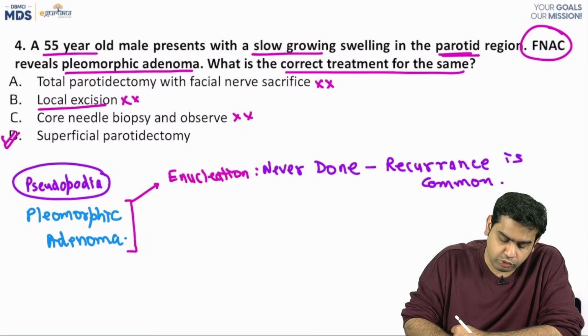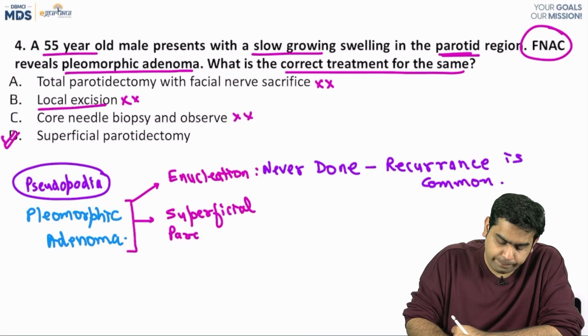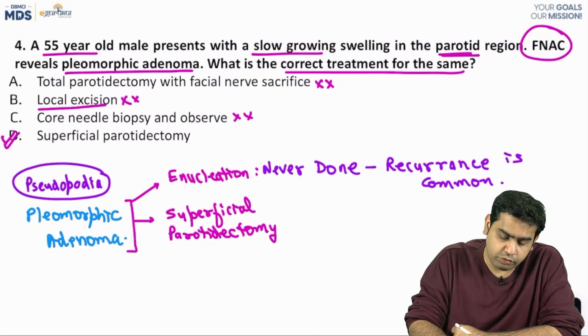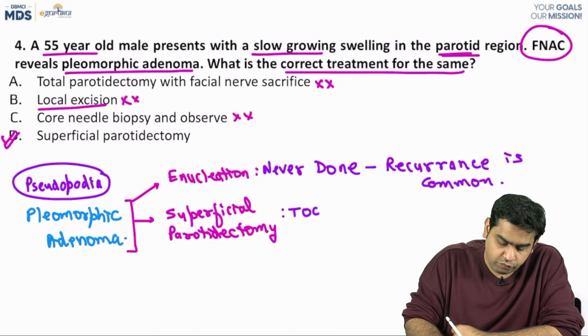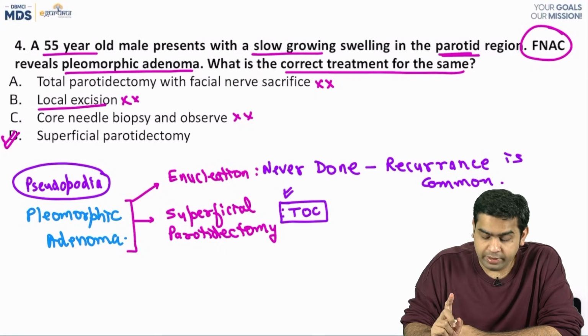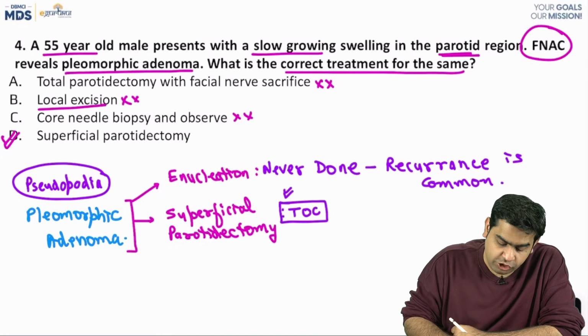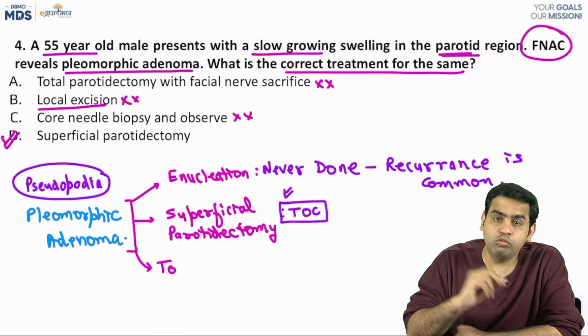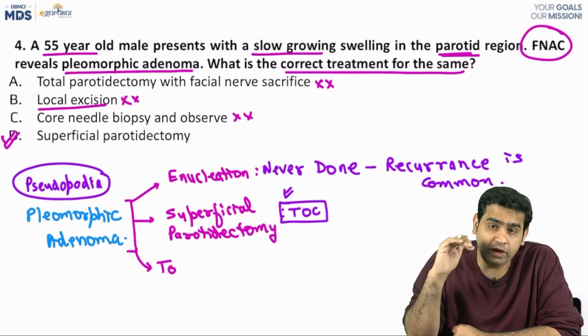Most of the times, what you basically do is superficial parotidectomy. This is the treatment of choice. What is the treatment of choice? Superficial parotidectomy. But the question may say that there is involvement of the deep lobe as well, because most of the times the pleomorphic adenoma only involves the superficial lobe, which is the majority part of the parotid gland.